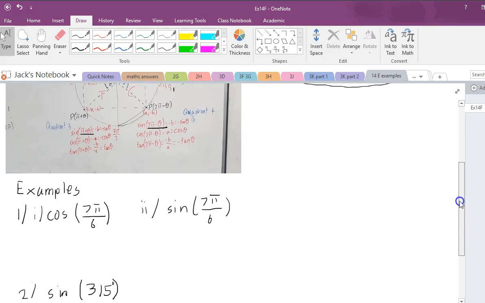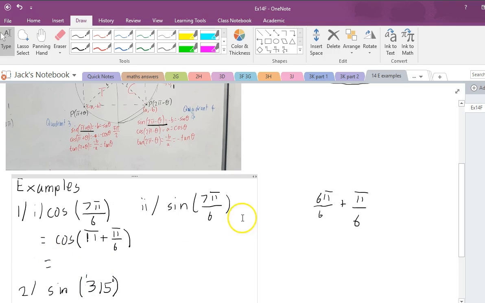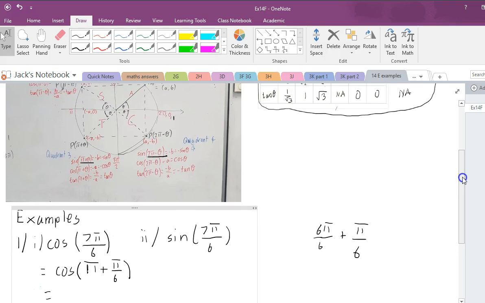Okay, so looking at this first example, cos of 7 pi on 6, that's bigger than pi, so it's pi plus an extra pi on 6, because 7 pi on 6 is just 6 pi on 6 plus pi on 6, 7 groups of pi on 6, okay? So cos of pi plus pi on 6, which quadrant does that lie in? So pi plus pi on 6, that's pi plus theta, so that lies in quadrant 3.